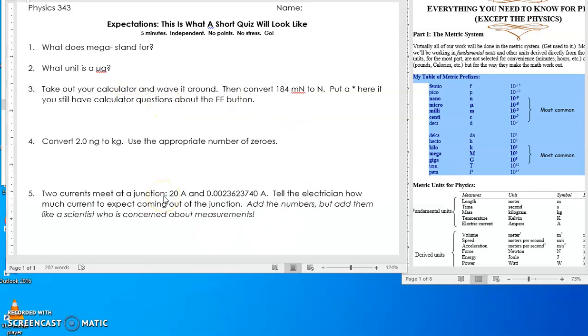To review our 5 practice problems for today, what does mega stand for? Mega, capital M, stands for million, times 10 to the 6th. What unit is this? This is micro, 10 to the negative 6, and G stands for gram. Note that the standard unit of mass is the kilogram. This is a microgram. It will need to be converted.